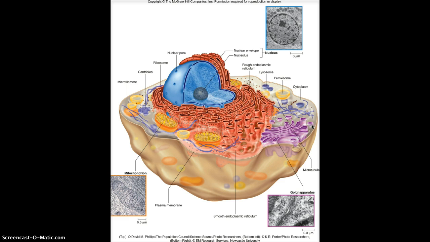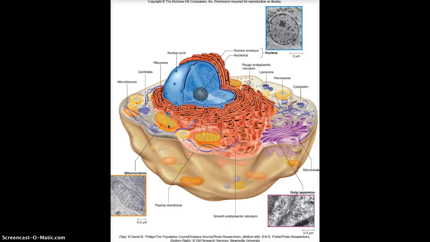Okay, next we've got the mitochondria. And the mitochondria have a double membrane. And you can see the inner membrane here has lots of folds in it. And the mitochondria are the powerhouse of the cell. So they're actually responsible for generating energy in the form of something called ATP.